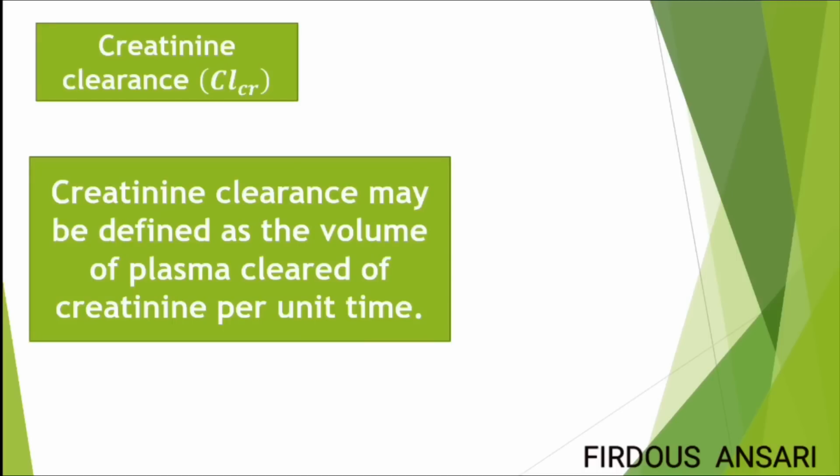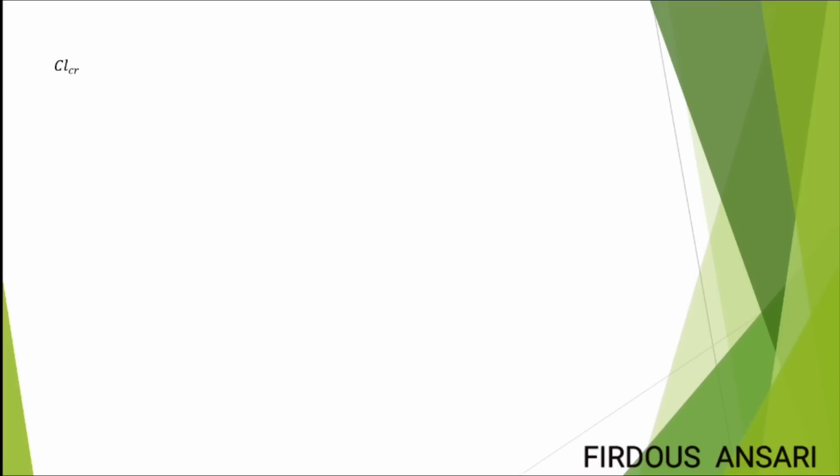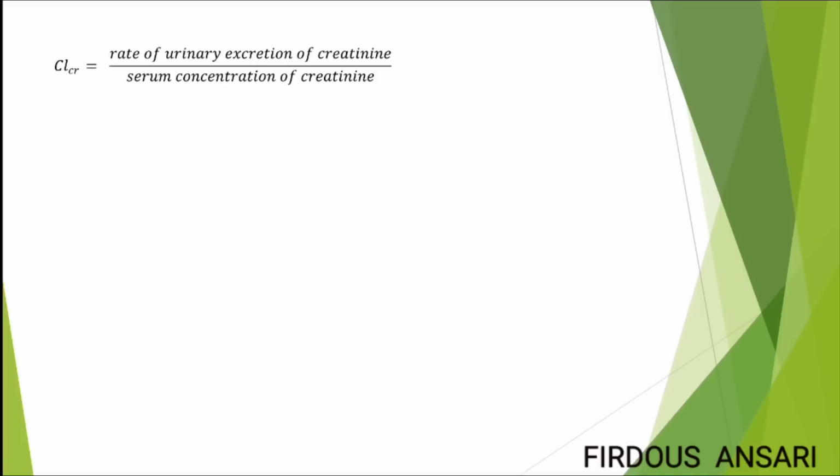So creatinine clearance may be defined as the volume of plasma cleared of creatinine per unit time. It can be calculated directly by dividing the rate of urinary excretion of creatinine by the serum concentration of creatinine. Here the urine is collected for 24 hours, and the rate of urine collection is given in the unit ml per minute, and the serum concentration is given in mg per deciliter. The urinary excretion is measured for the entire day, that is 24 hours, to obtain a reliable excretion, whereas the serum creatinine concentration is determined at the midpoint of the urinary collection period.